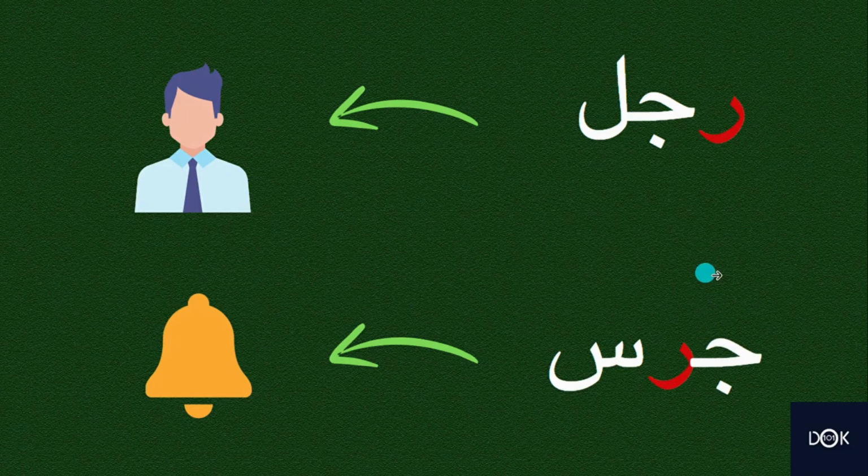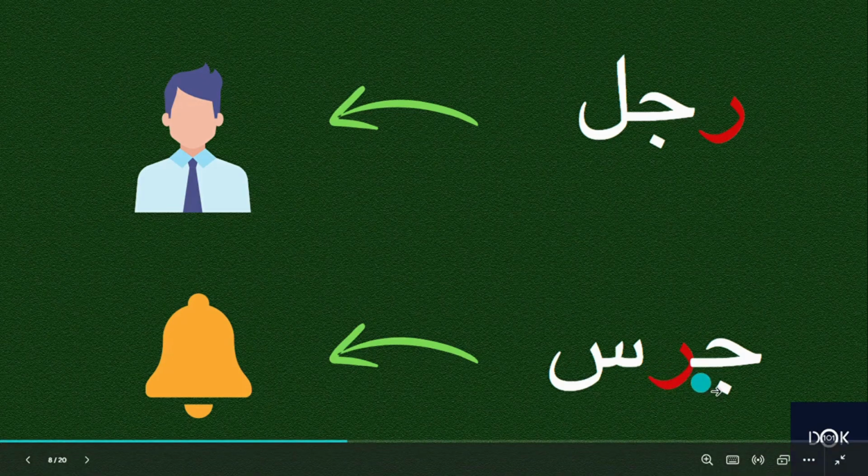So these are the two examples for letter ra. The first example is rajul, which is a man. Now notice I'm not saying rajul, I'm saying rajul. So the sound of ra is heavier than the sound of letter R. Next is jaros, which is a bell. Jaros, again, the sound of ra is fuller. Here, ra is connected to the letter before it, which is letter G.